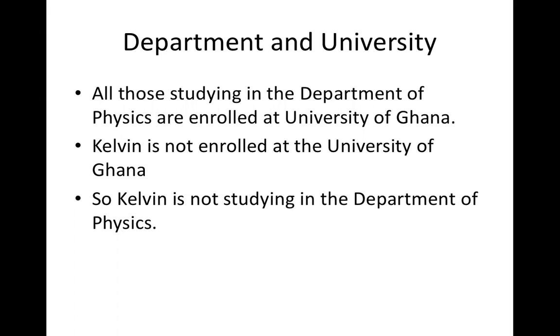Then what is the second premise doing? Kevin is not enrolled at the University of Ghana. The second premise is denying the consequent. So because of that, it is an argument that denies the consequent. Denying the consequent is a modus tollens. So it is a valid argument.